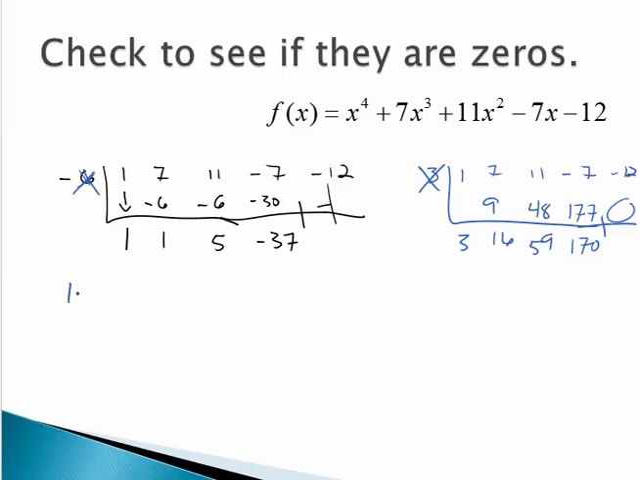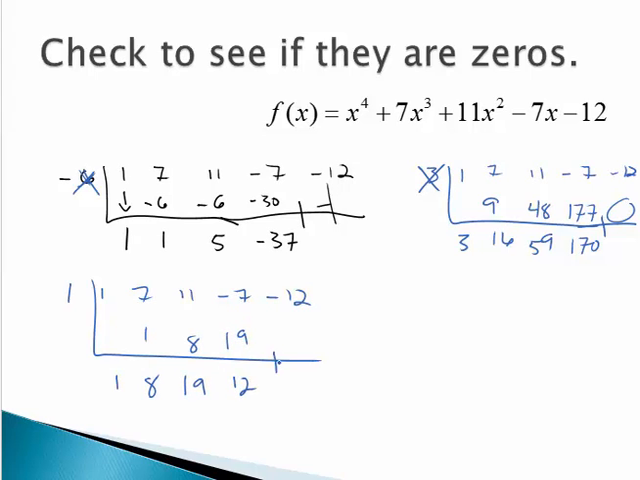All right, so I'm going to try a smaller value here, see what I get. This is the process. You just test all of those rational zeros until you get a remainder 0, and then you have a factor. So let's see. 1, 7, 11, negative 7, negative 12. 1, 1, 8, 8, 19, 19. Add those together. I think I get 12.